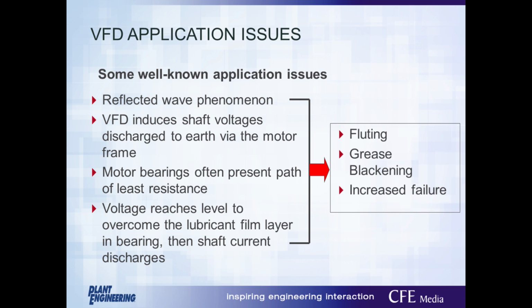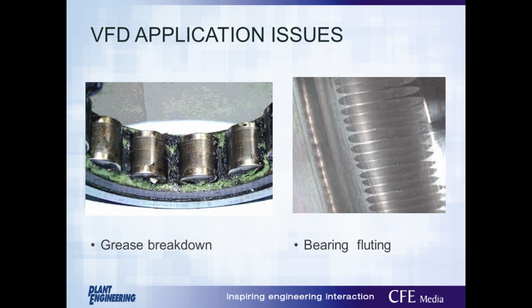How does this happen? Well, motor bearings typically present the path of least resistance for high voltages coming from the VFD that get induced across the motor shaft. The voltage will reach a level to overcome the grease layer in the bearings, then shaft current will discharge. This is called fluting. We have some pictures in the next slide of the grease breakdown and bearing fluting. If we're doing an in-person training, we could have some hands-on examples to pass around the group.